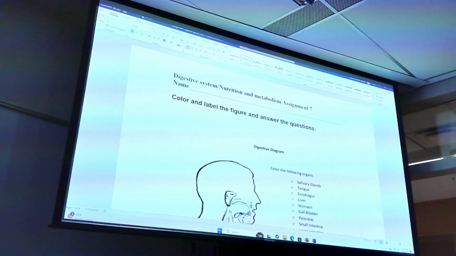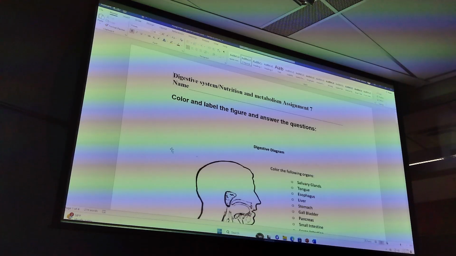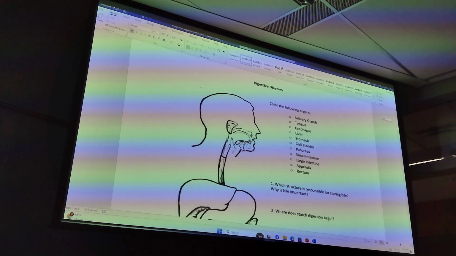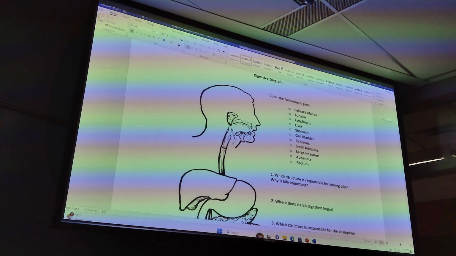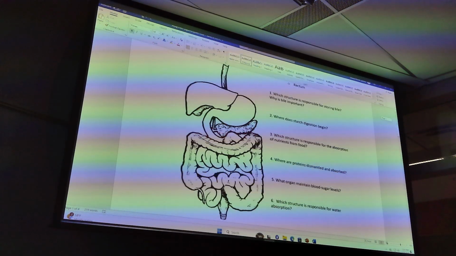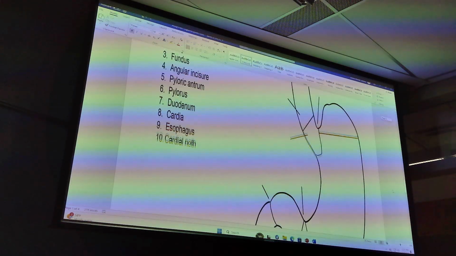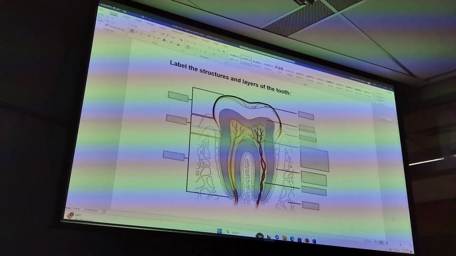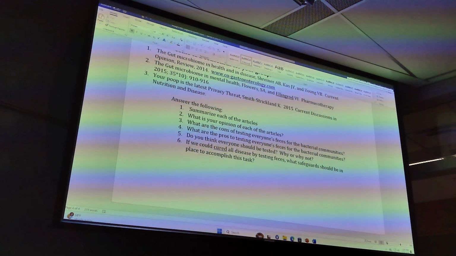So this week, again, we have an assignment, okay? The assignment is fairly straightforward. You're going to color the following organs. Don't forget to color the little circles, that's where you put the color of whatever you're coloring. Then you answer some questions. Again, you're going to be labeling. We've got a tooth to label. And then we have the 3 articles to read. So it's fairly straightforward, okay?